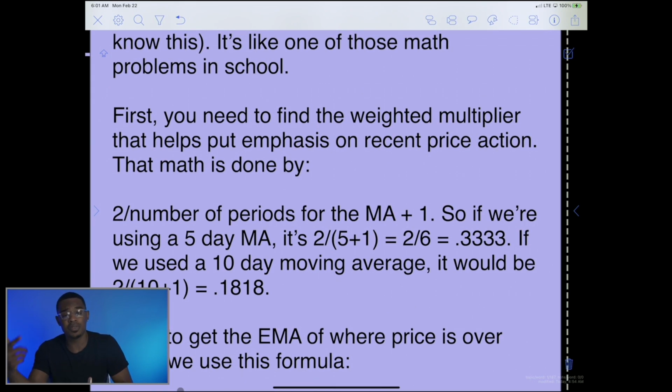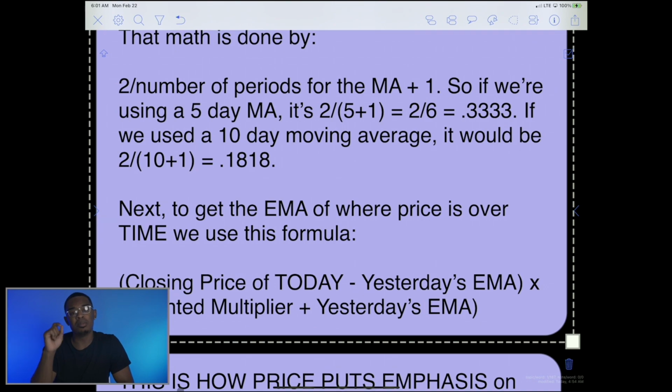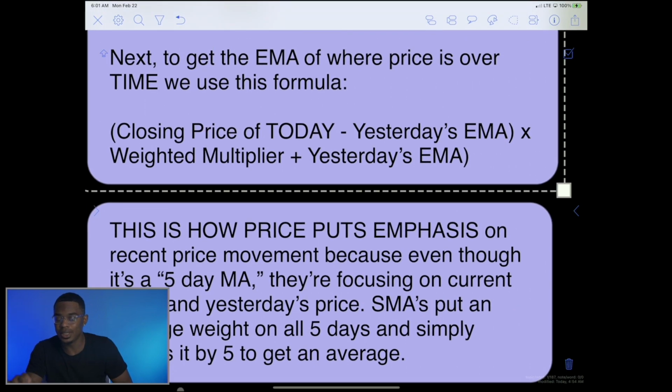So right now we're using 5, just like we use 5 for the SMA, plus 1. So it's basically 2 divided by 5 plus 1. So basically 2 divided by 6 equals 0.3333. That's the weighted multiplier to calculate a 5-day EMA. If it was a 10-day EMA, we would do 2 divided by 10 plus 1 equals 0.1818. So keep that weighted multiplier, because when we start to utilize these numbers for an EMA, we're going to multiply it by that number.